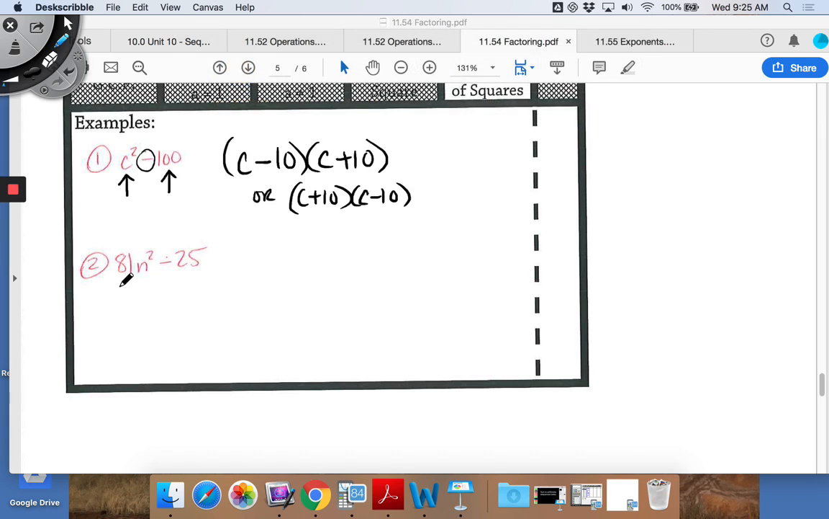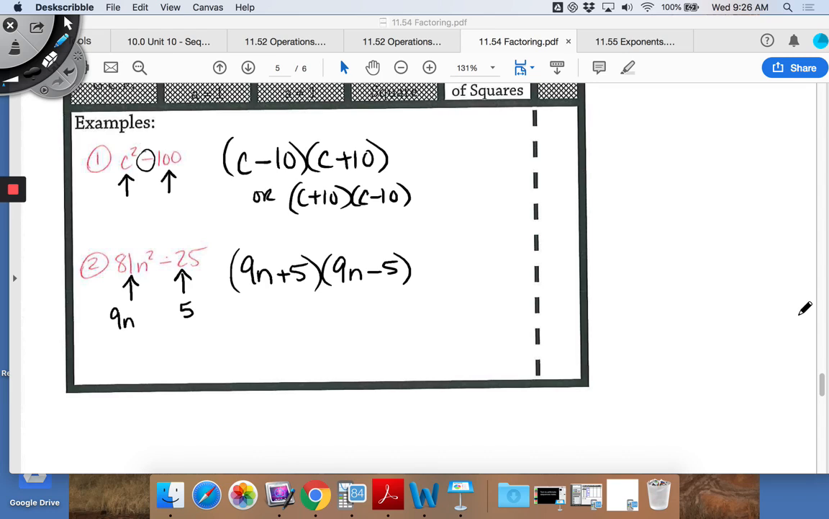So number 2, you're going to notice that 81n squared is a perfect square because 9n, and 25 is a perfect square, 5 times 5, so we would write it as 9n plus 5, 9n minus 5. So being able to see the difference of squares is going to help you not only on your EOC, but especially in Algebra 2, going to help you a lot.